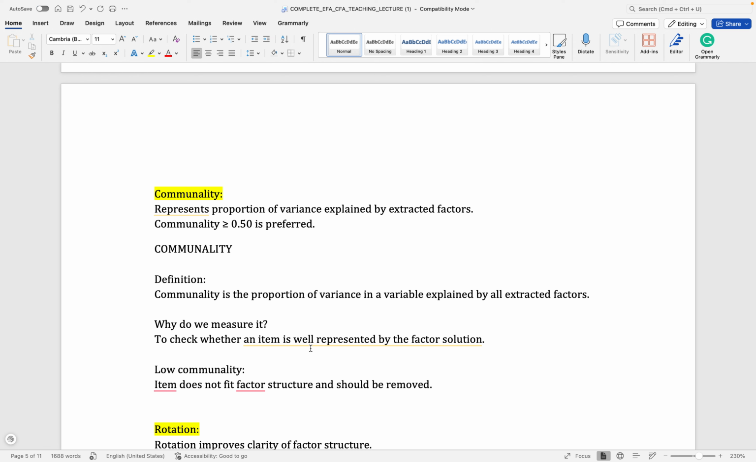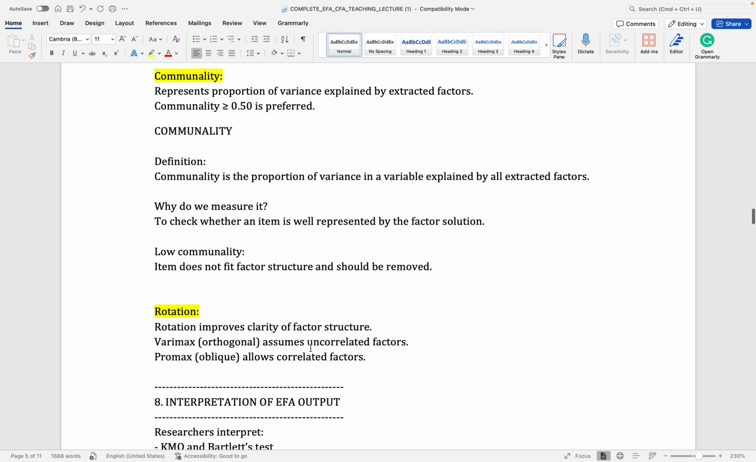Why do we measure it? To check whether an item is well represented by the factor solution. A low communality item does not fit the factor structure and should be removed.